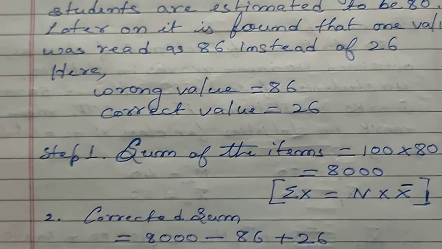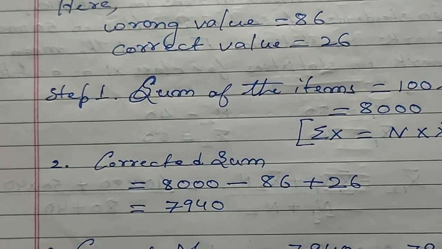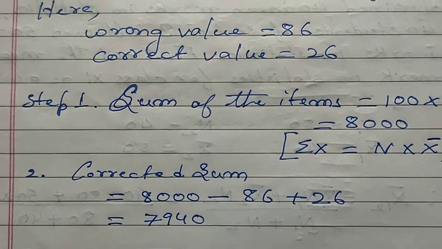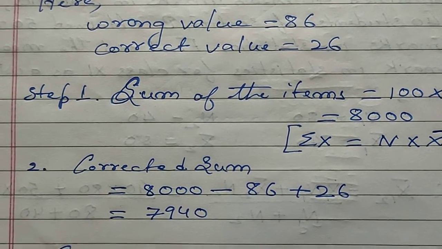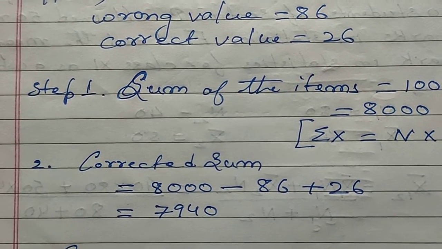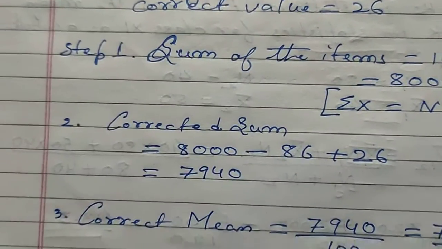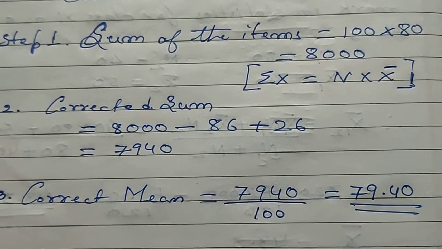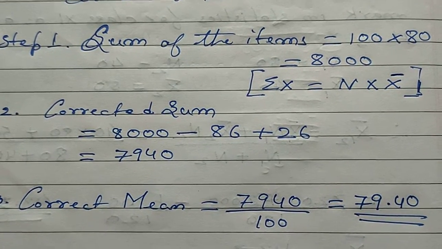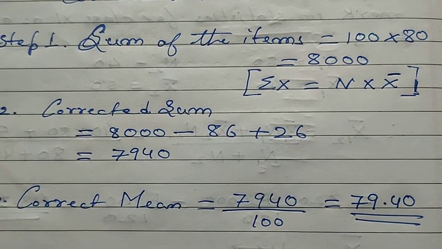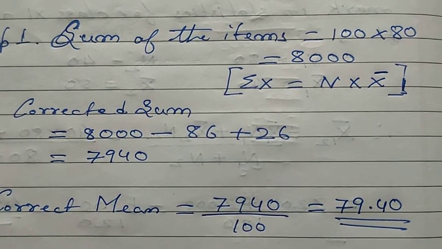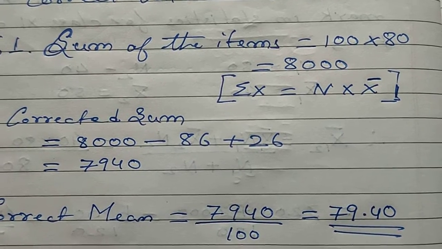So in order to get the correct sum, we will subtract the wrong value and add the correct value. So corrected sum is equal to 8000 minus 86 plus 26. So that will be 7940. Now in order to get the correct mean, we have to divide this corrected sum by the number of students. So the correct mean is equal to 7940 divided by 100, and that will be equal to 79.40.